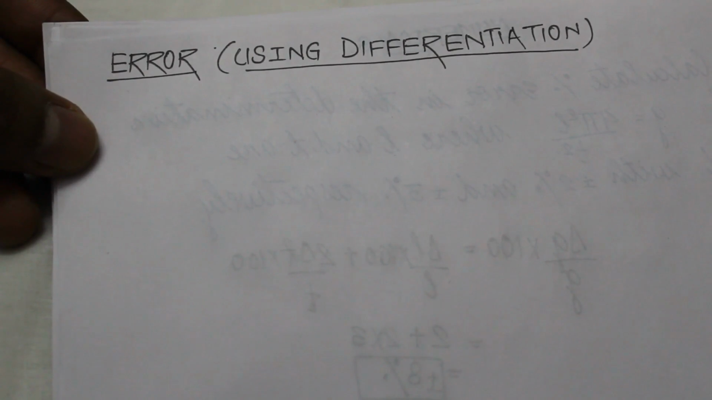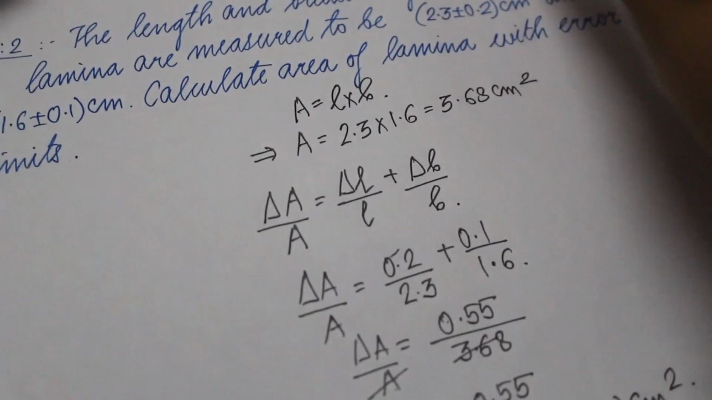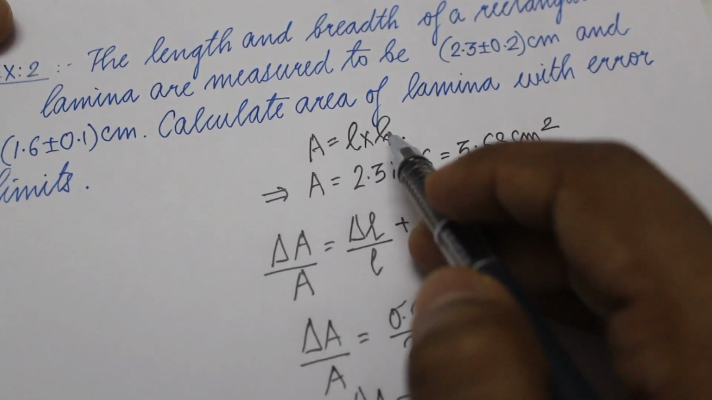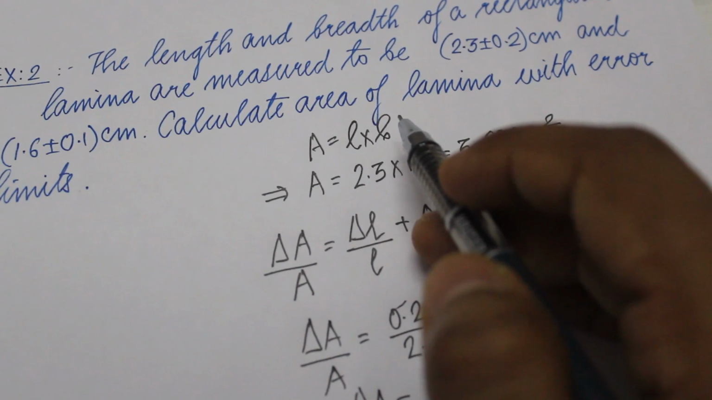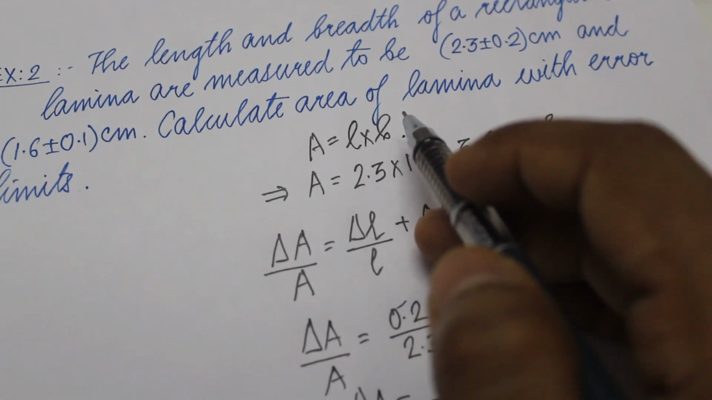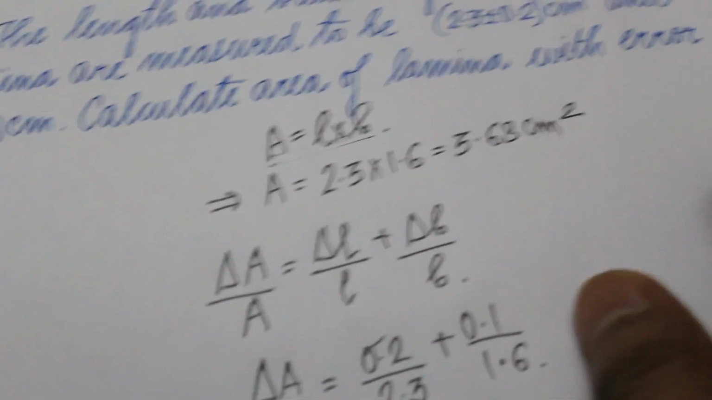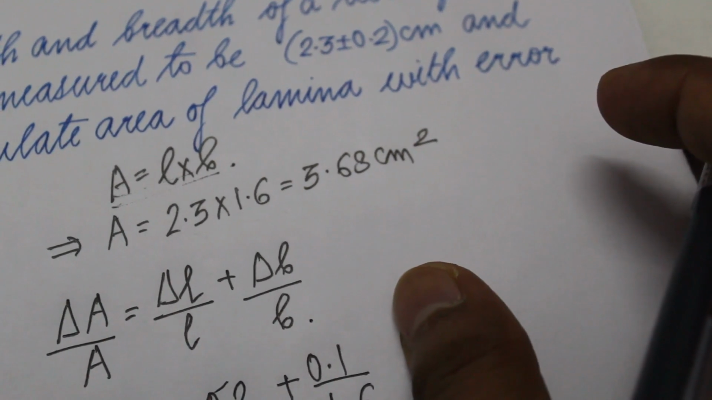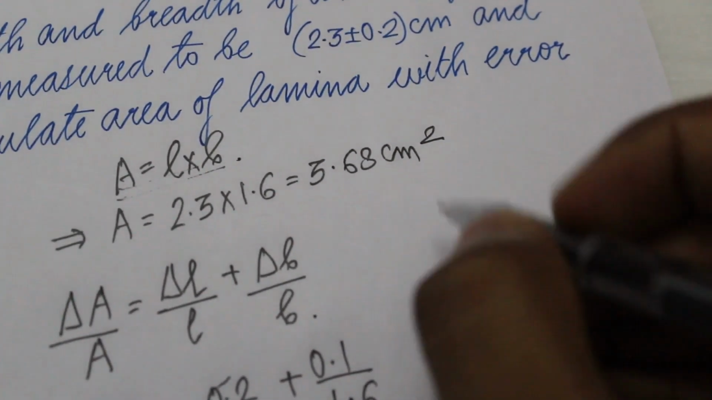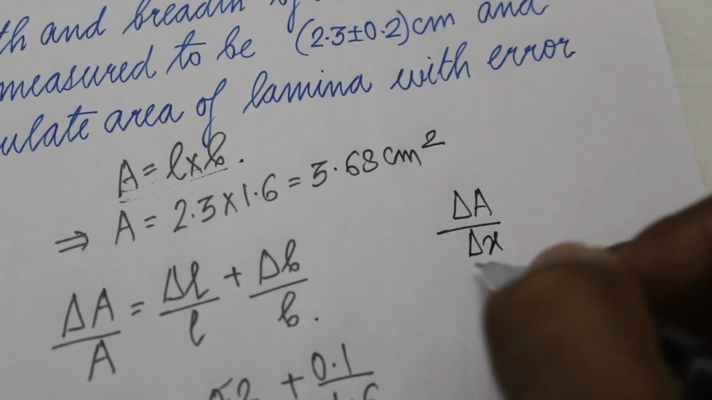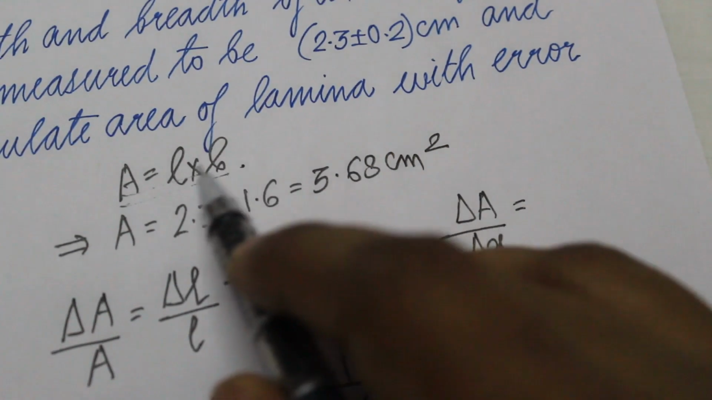We can also find out error using the concept of differentiation. Now how it can be done? Let's see. If we come back to this numerical again, area is given by L into B, and as we have discussed, differentiation is basically small change in a quantity with respect to another quantity. So if I take area is equal to L into B, then I need to find out error, that is the small change in A. So I can write this as delta A upon, let's say, any quantity, delta X, I'm assuming any quantity, L into B.